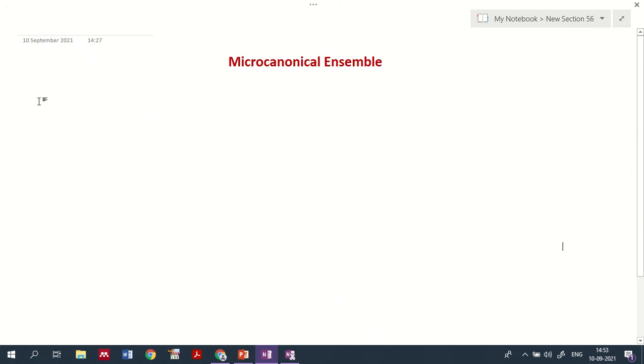Today we are discussing the second module of statistical physics. Here the first topic we will be discussing is the microcanonical ensemble. In the last module we discussed the elements of ensemble theory.